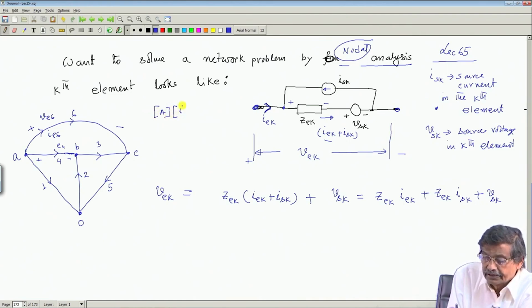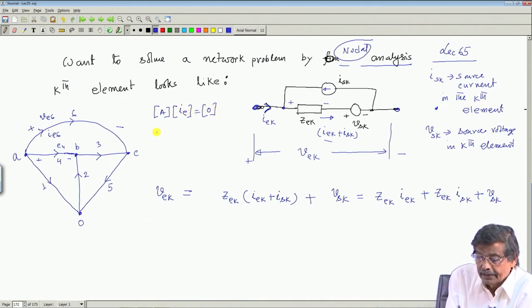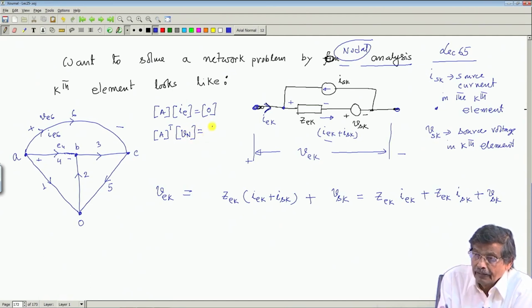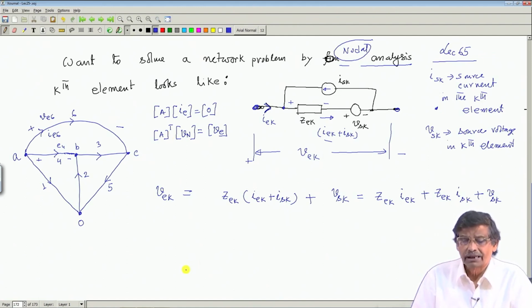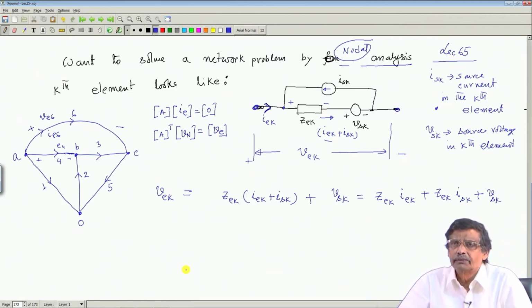A into I_E is equal to 0, and A transpose into V_nodes is equal to V_E, the element voltages. These are the two relations we will utilize. So finally, by nodal analysis your target is to find the node voltages of the circuit. If you have got that, you have solved the circuit.